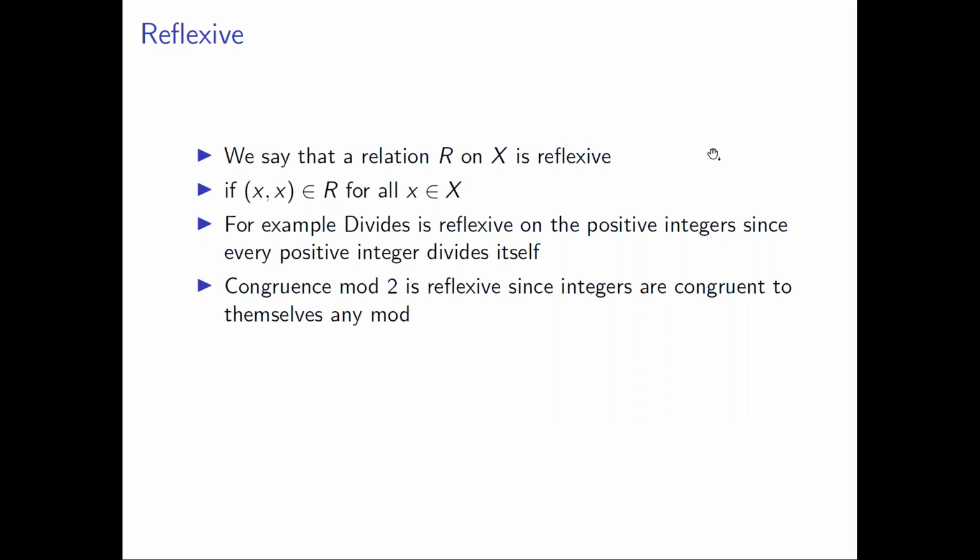Congruence mod 2 is also reflexive because integers are congruent to themselves in any mod, not just mod 2, but any mod m. If you think about it, any positive integer m has to divide 0. 0 is divisible by any positive integer m, and 0 is equal to any integer minus itself. So we can say any integer is congruent to itself mod m.